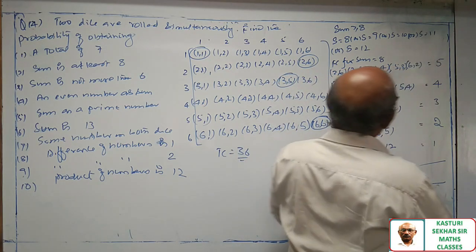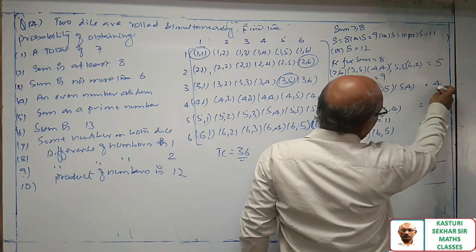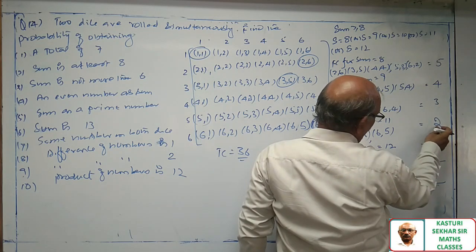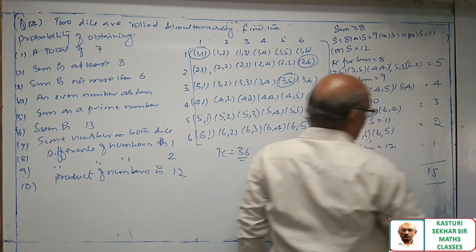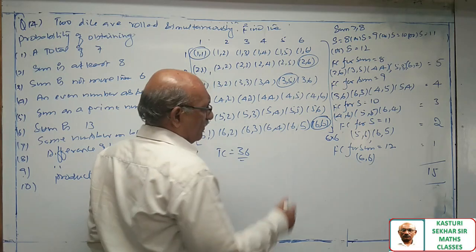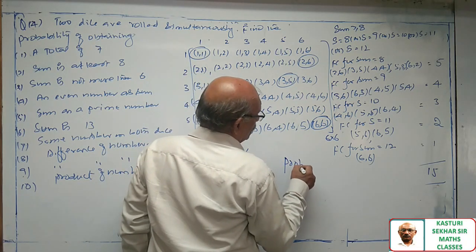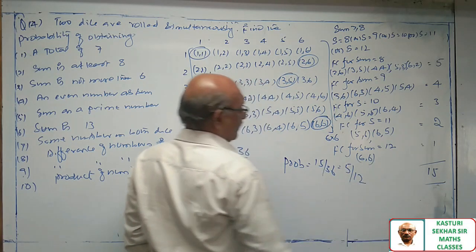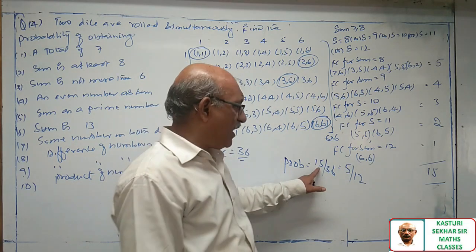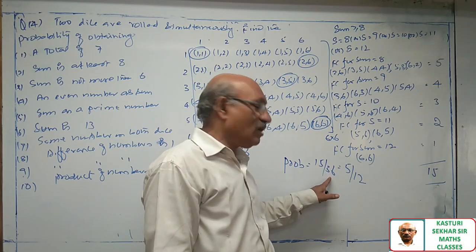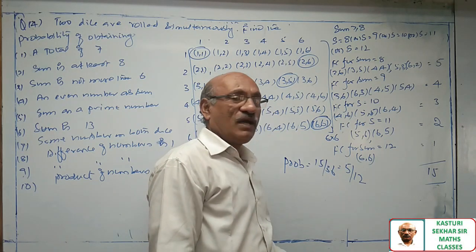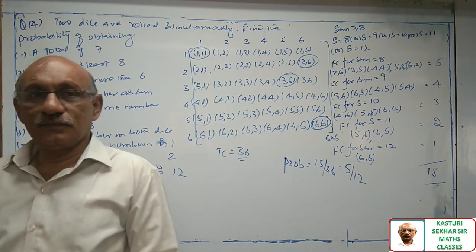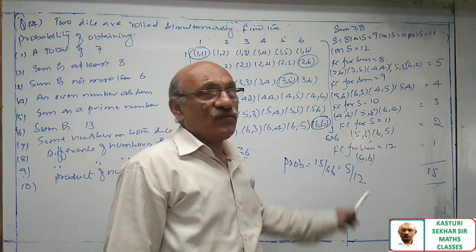Now 5 plus 4, 9, 9 plus 3, 12, 12 plus 2, 14, 15. So total favorable cases are 15. So probability is equal to 15 by 36, which is 5 by 12. 3 will go 5 times in 15, 3 will go 12 times in 36, 5 by 12. Note down this solution also, sir.